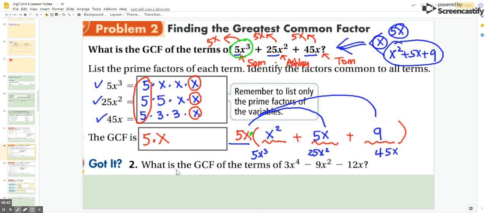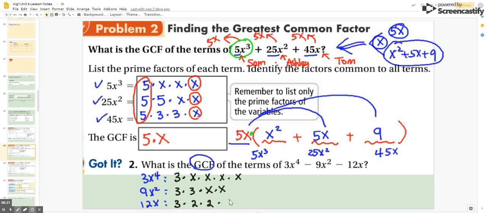I need you to do number 2 by yourself. I need you to find the greatest common factor first by listing the prime factors. 9x squared, 12x. When you find prime factors, you don't need to keep the signs, okay? All right, let's go over this. It's going to be 3, x, x, and we have 4x. And we have 3 times 3, because 9 is not a prime number, x and x. And it's 3 times 4, but 4 is 2 times 2, and x.